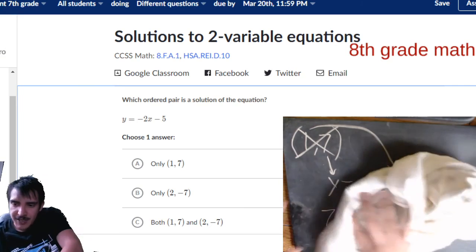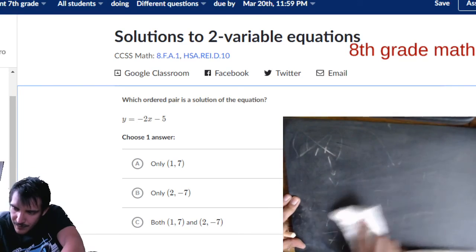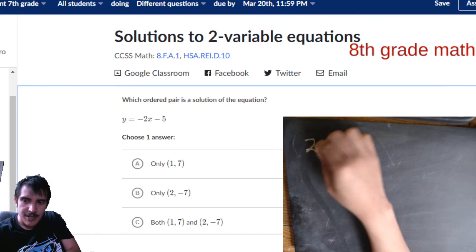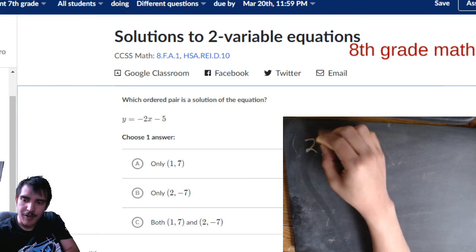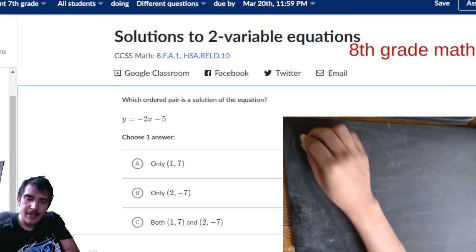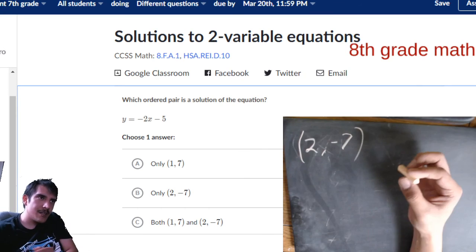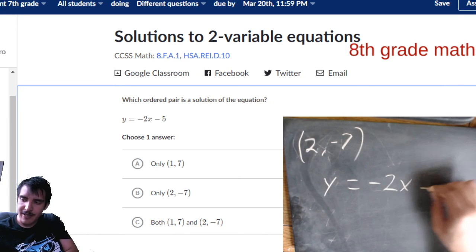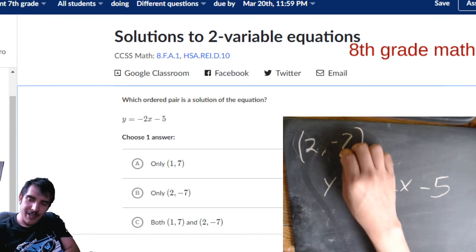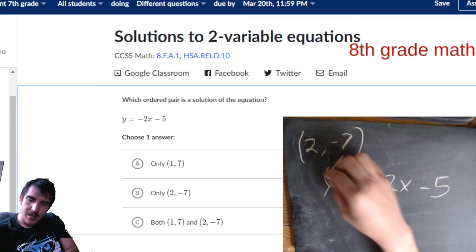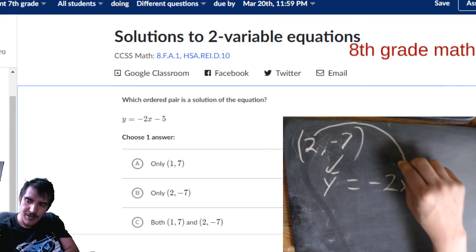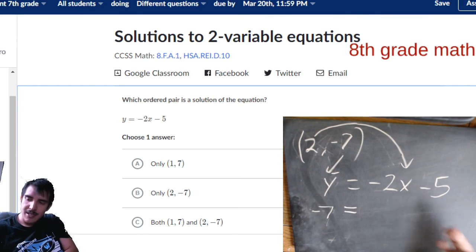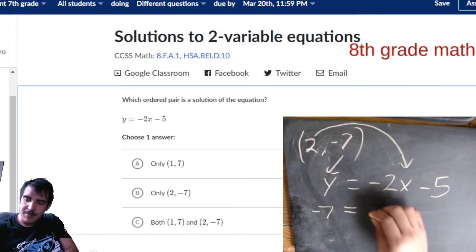Okay, let's check the second ordered pair, 2 comma negative 7. I have a feeling that this one will work. I just have a feeling. y equals negative 2x minus 5. Let's try it. The y value is negative 7. The x value is 2. So negative 7 equals negative 2 times 2 minus 5.